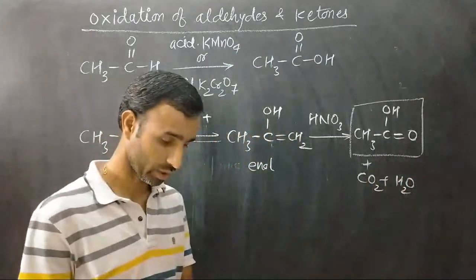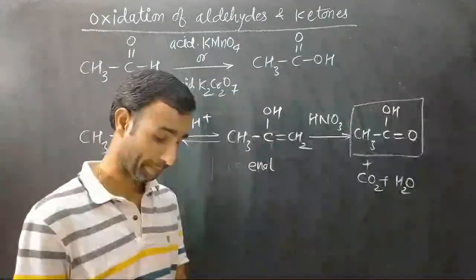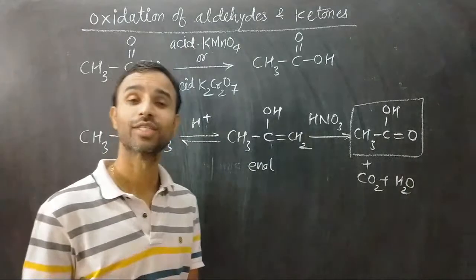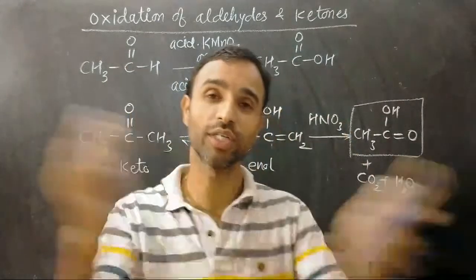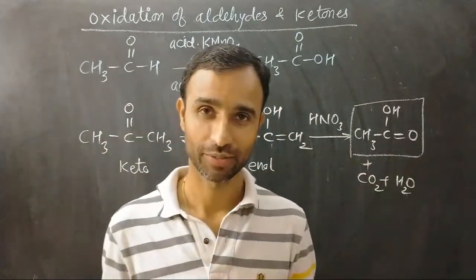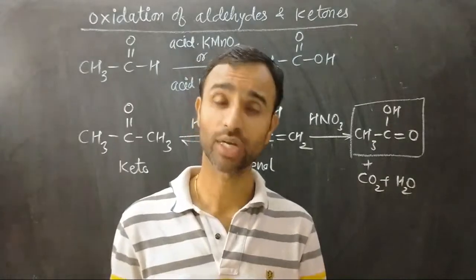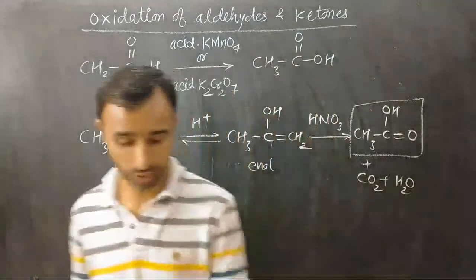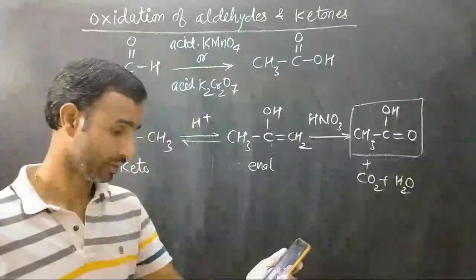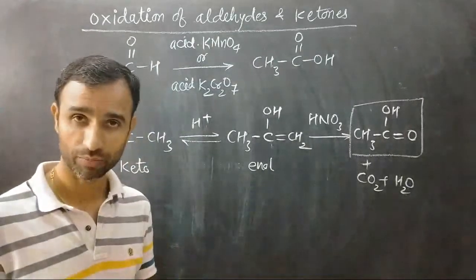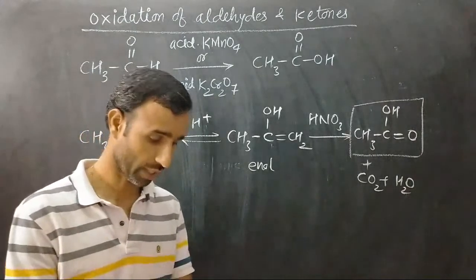Okay, Collins reagent, CrO3, is used to convert alcohols into aldehydes. Okay. Aldehydes cannot be converted into carboxylic acid by using that. Okay, now we will talk about Tollens reagent, Fehling solution, and Benedict solution. Okay.